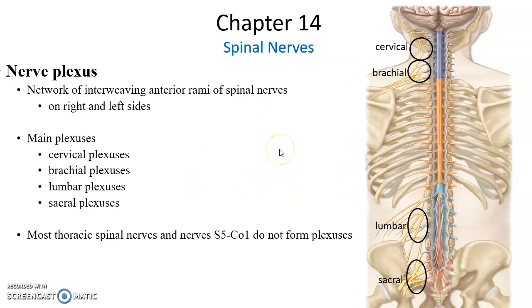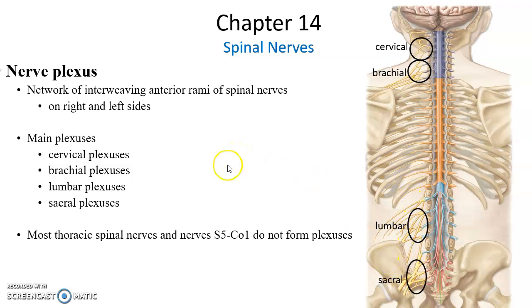All right, nerve plexus. A nerve plexus is where a number of spinal nerves have their anterior rami connecting and interweaving with each other, sending neurons between the rami. And we, of course, have these on both the left and right side. The main plexuses include the cervical plexus, brachial plexus, lumbar plexus, and sacral plexus. Cervical, brachial, lumbar, and sacral.